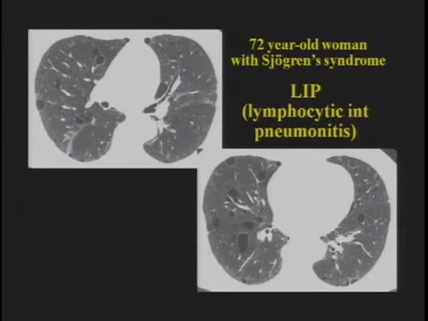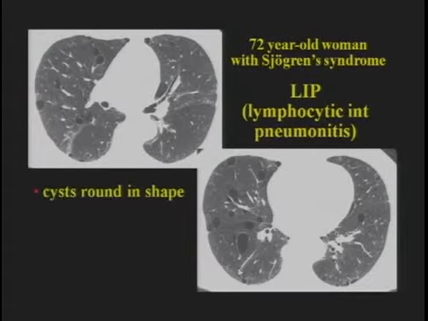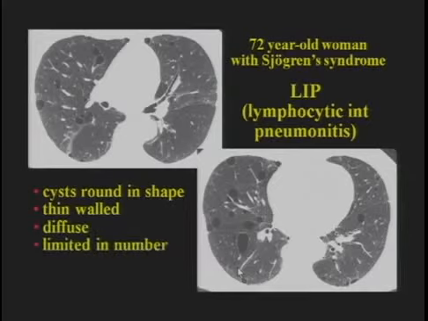And the last case, a 72-year-old woman with Sjogren's syndrome and lymphoid interstitial pneumonia, excuse me, LIP. We see thin-walled cysts, usually in people with this disease, LIP, lymphoid interstitial pneumonia with cysts. The cysts are countable, usually limited to a couple dozen. If I made a resident count these, it would be possible. Not possible with histiocytosis, not possible with LAM, but you can count the cysts typically in a patient with LIP, in association with collagen disease. Cysts round in shape, thin-walled, diffuse, limited in number. A few dozen is quite typical.